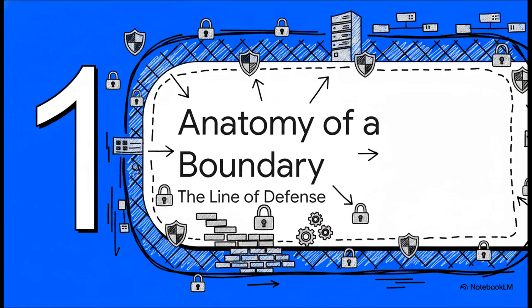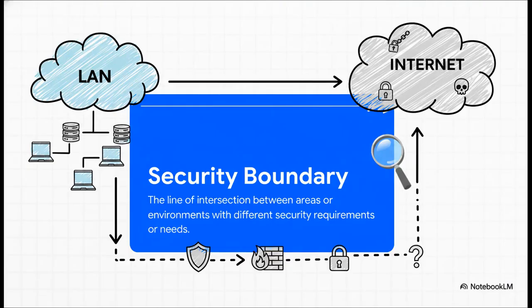Okay, so let's dive into our first section, the anatomy of a boundary. Because really, understanding security starts with defining that line of defense. That's where your responsibility truly begins. So what is a security boundary? Well, in simple terms, it's just the line where two areas with different security needs meet. You know, the classic example is the boundary between your trusted internal network, your LAN, and the big, untrusted public internet. The key thing to remember is this. As soon as you identify a boundary, you're on the hook. You have to put controls in place to manage whatever's flowing across it.